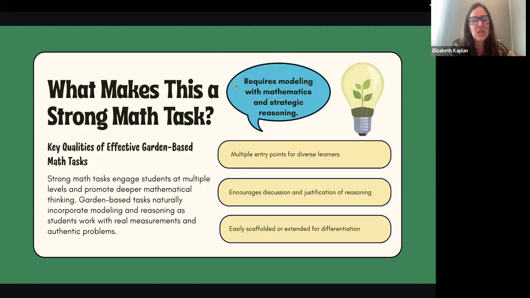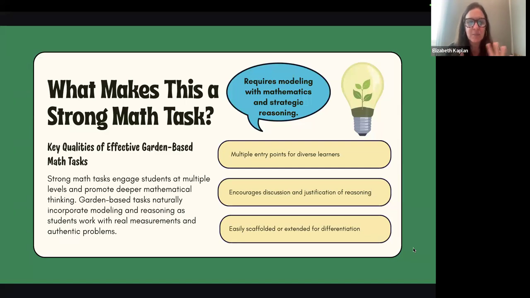That was great. So that's kind of a very quick tour through K to 5. And again, some of the fifth grade could be, all of this could be scaled up for upper grades. What you want to think, what makes this a strong math task? Because you don't want to waste students' time and time is precious.